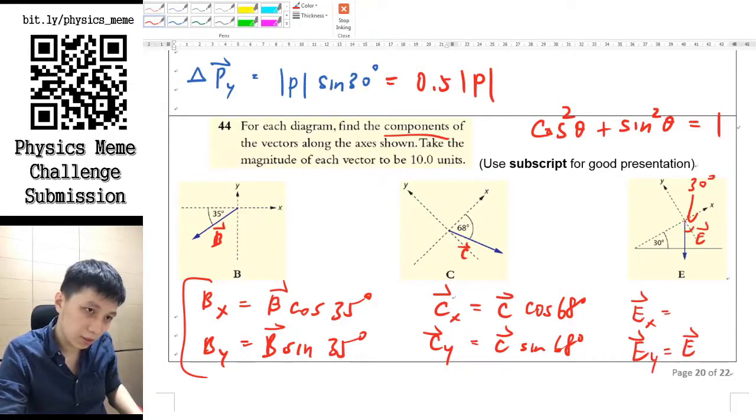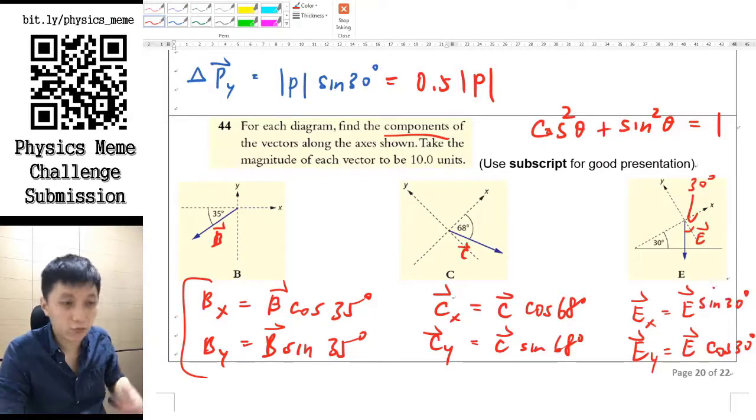This is going to be cosine, and so that's why this one would be sine, and that aligns with what we mentioned too, because x is the one that is going along the plane, y is perpendicular to the plane.